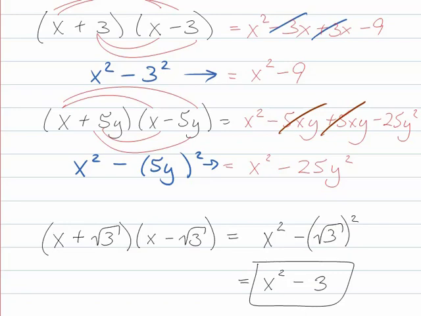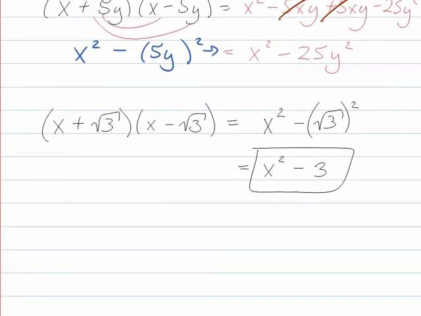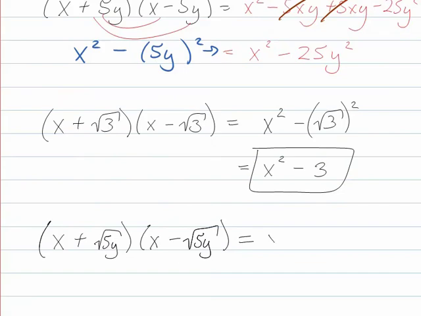And this is really awesome. So if I had x plus, say, the square root of 5y times x minus the square root of 5y, then I'm going to end up with the first term squared minus the second term squared. X squared minus 5y.